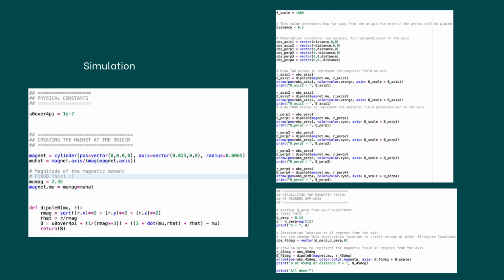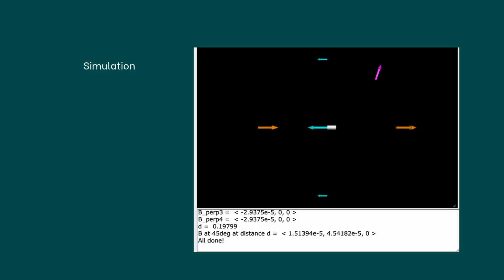This is my code, and to find the magnetic moment for my experimental data, I set k times r raised to the n equal to the magnetic field equation for an on-axis dipole, and since I collected data at 5 different r values, I found the magnetic moment for each of those and took the average, which equated to approximately 2.35, as can be seen in my code. And then as we see from the simulation, the magnitude of the magnetic field does decrease with distance from the bar magnet.